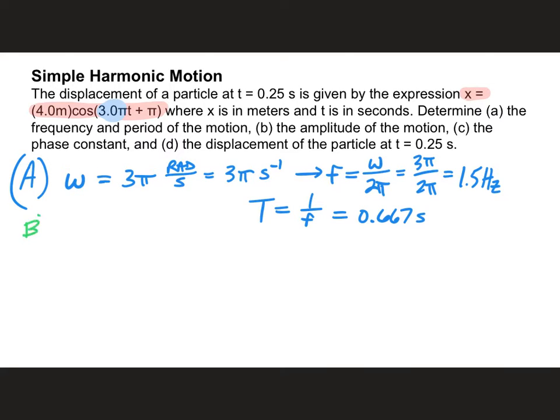Amplitude of the motion. Well, that's right off of the equation like I showed. So this is going to be 4 meters, and we get that straight from there. Nothing to compute, just read it from the equation. Okay.